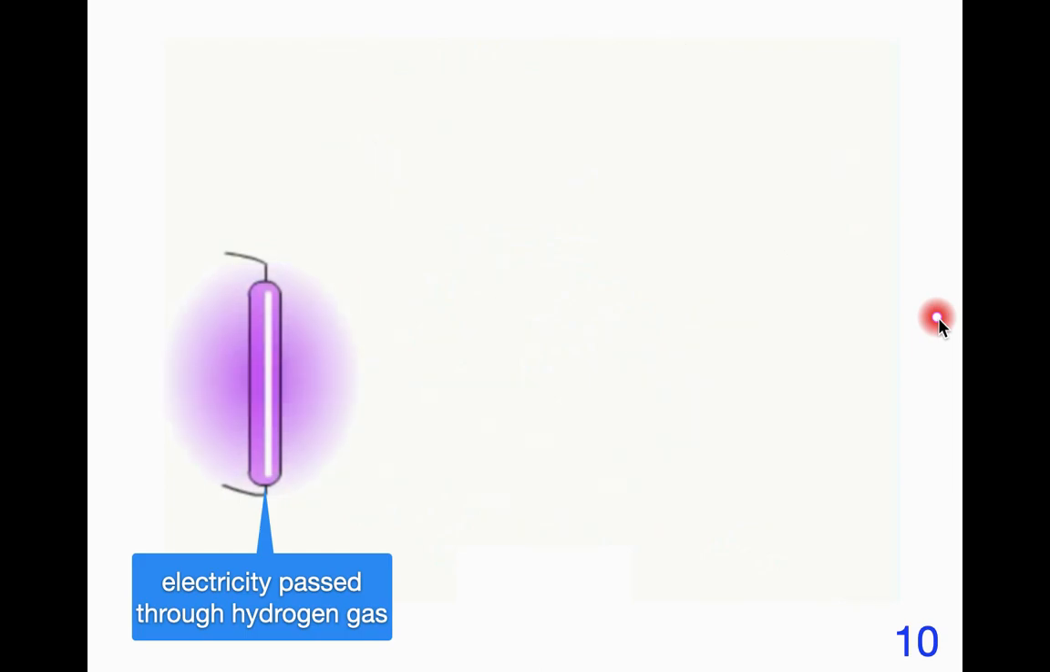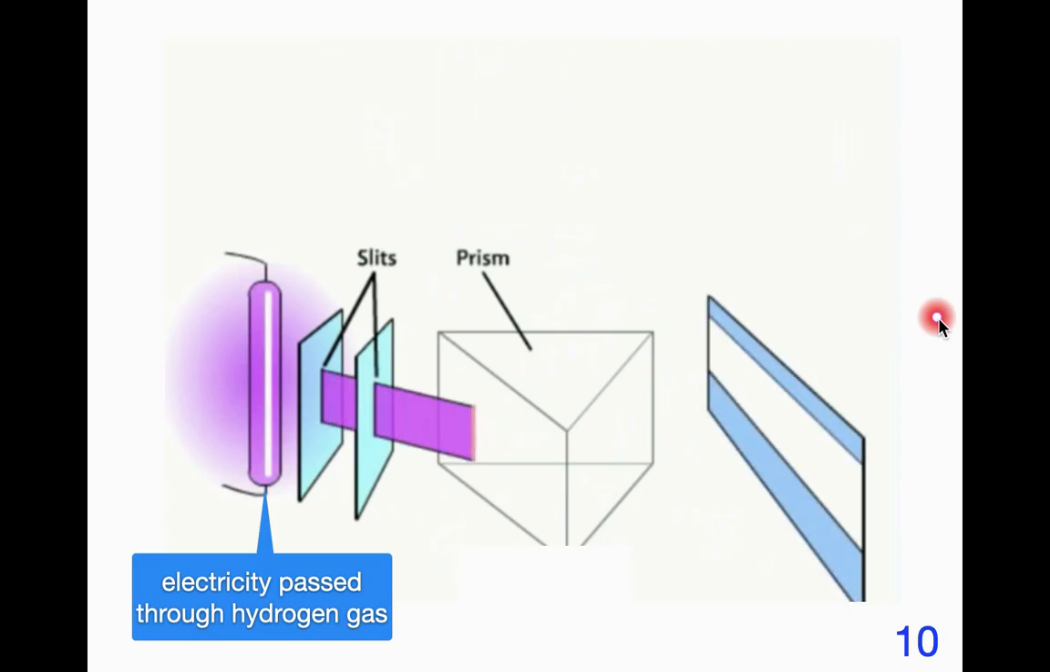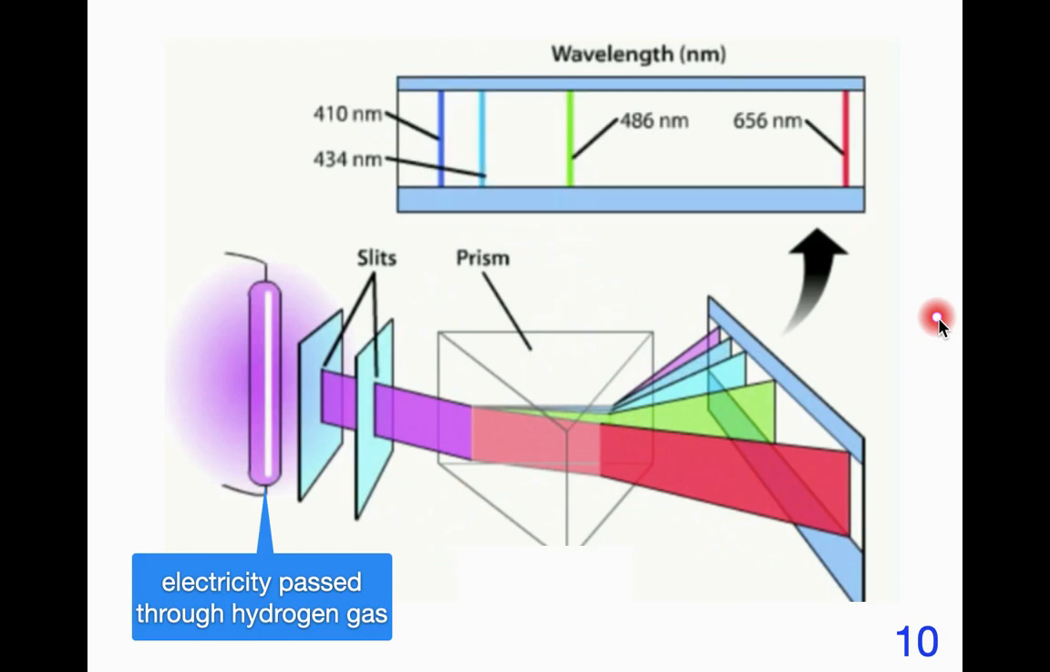Late 19th century, scientists observed that a characteristic lavender light was produced when a high-voltage electric current was passed through hydrogen gas. When the lavender light was sent through a narrow slit, then through a prism, it separated into distinct lines of different colors.